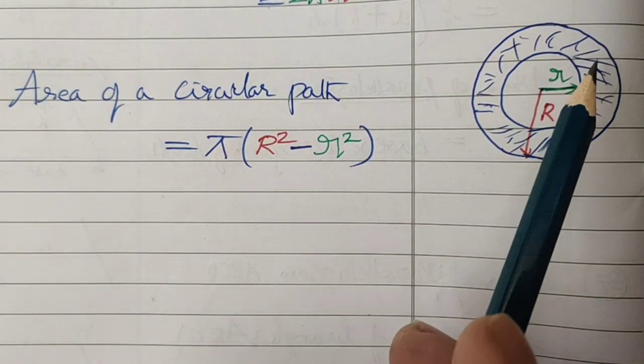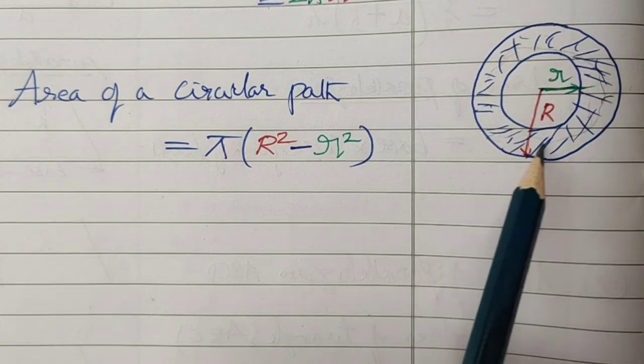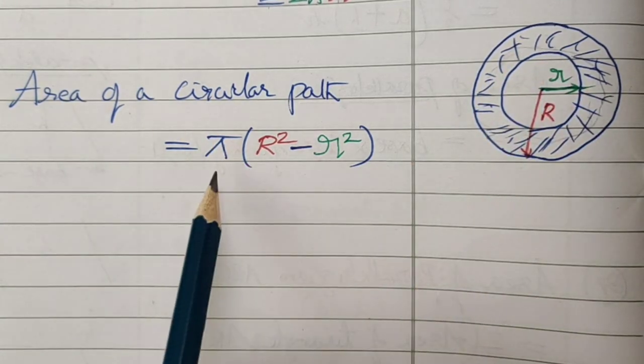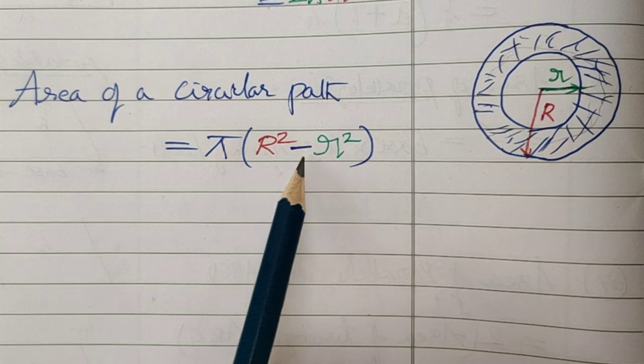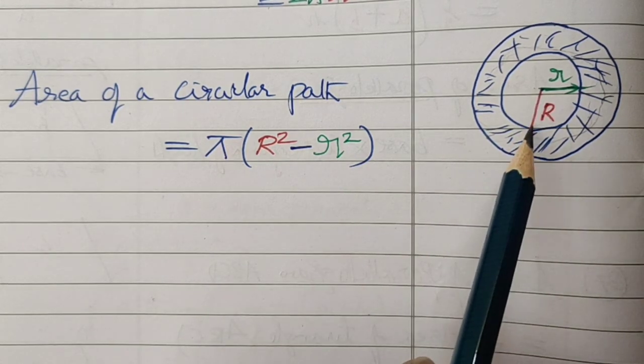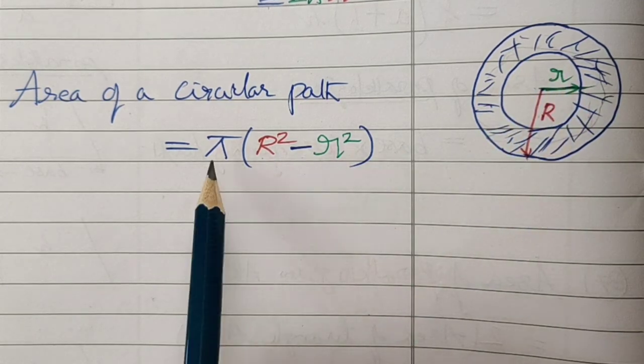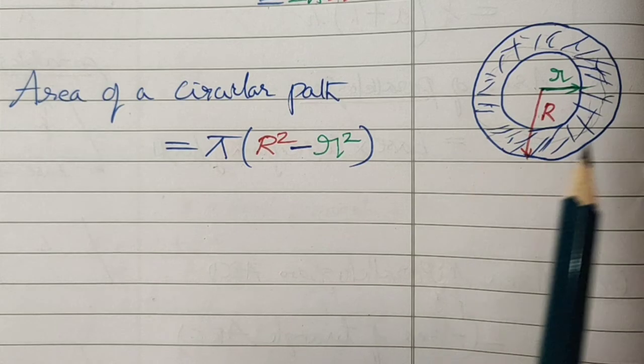Area of this circular path, the shaded path, is given by pi into (R square minus r square), where R is the radius of the outer circle and small r is the radius of the inner circle. R square minus r square multiplied by pi will give the area of this circular path.